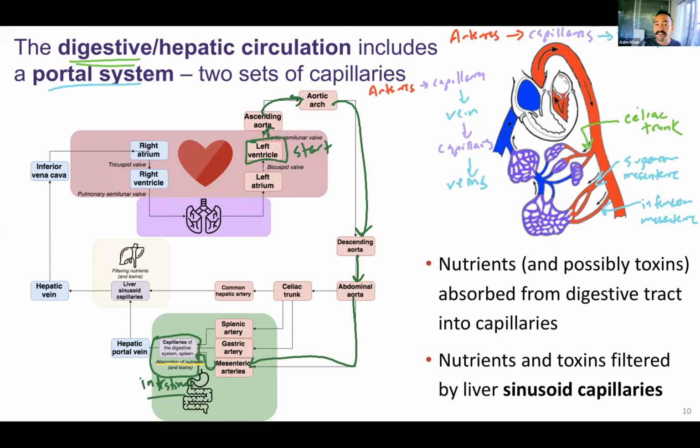Rather than immediately sending everything that we've absorbed to the rest of our body, we take the blood that now has absorbed nutrients and potentially toxins, and send it towards the liver. To do that, take a look at the bottom left here. We go to the hepatic portal vein, and then the hepatic portal vein leads to capillaries of the liver.